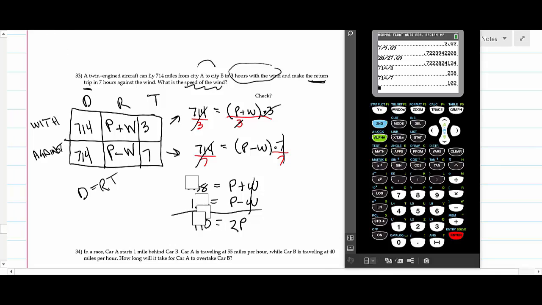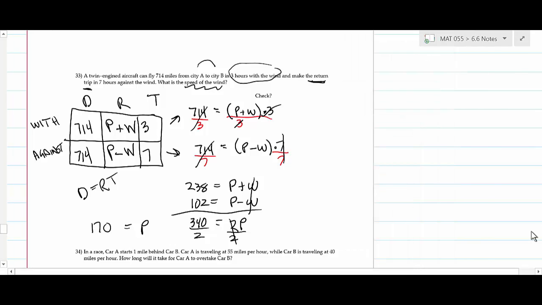440. 340. See, I caught myself on that. So that's 340. Then I can divide by 2. And let's see, I think that would be 170. So you would get P is equal to 170, like that.